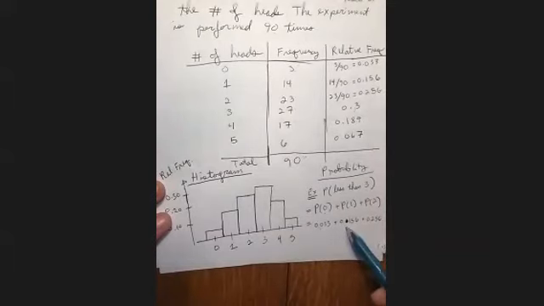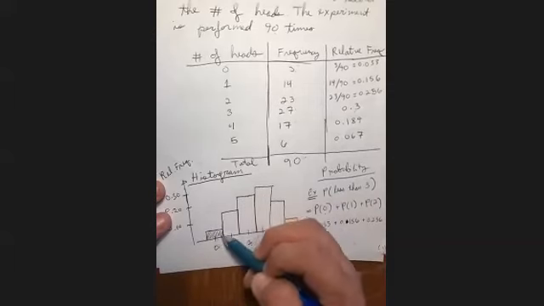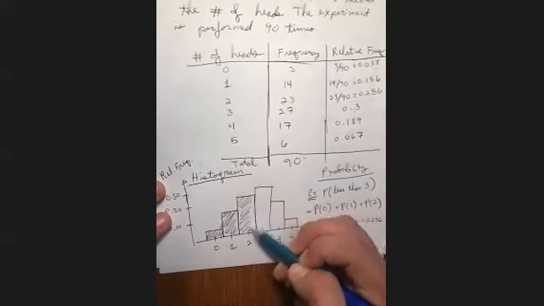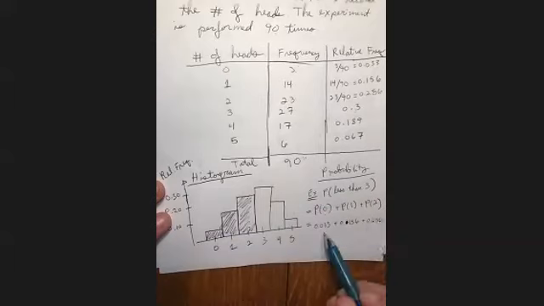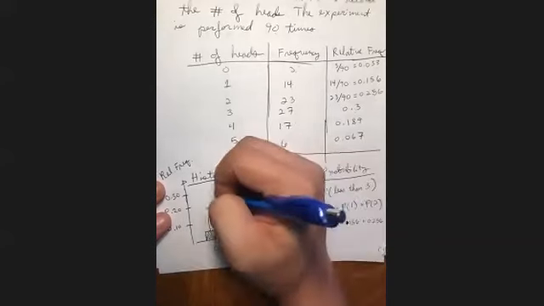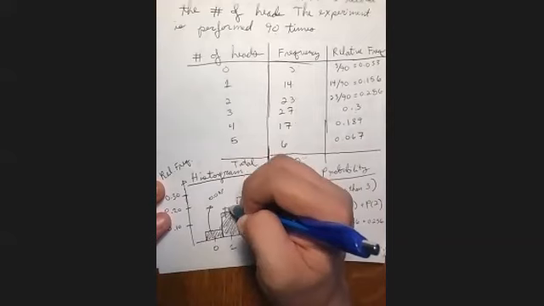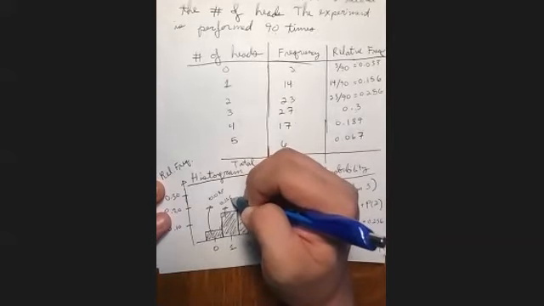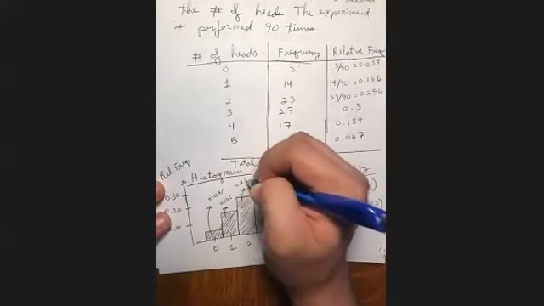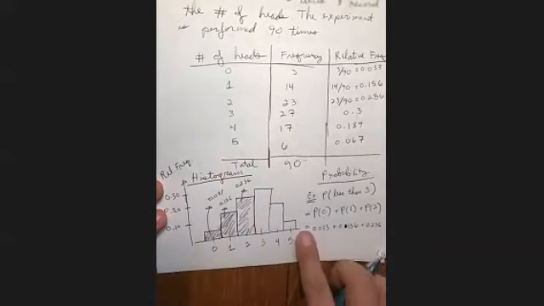Now, these numbers actually are equivalent to the areas of these rectangles. So if I calculated the actual area of this rectangle here, here, and here, in each case, I would get the relative frequency back. So the area for this rectangle is 0.033. The area for this rectangle is 0.156, and the area for this rectangle is 0.256. So we can use the areas to help us calculate probabilities.